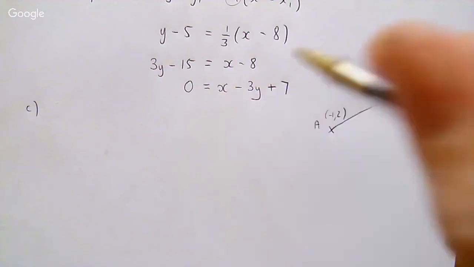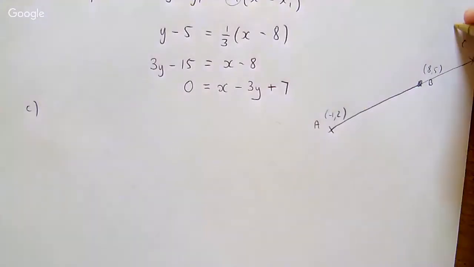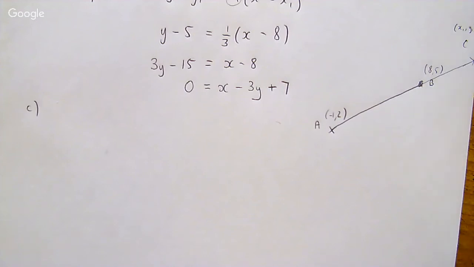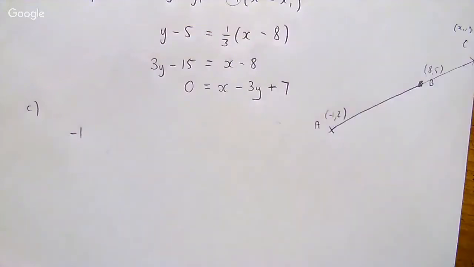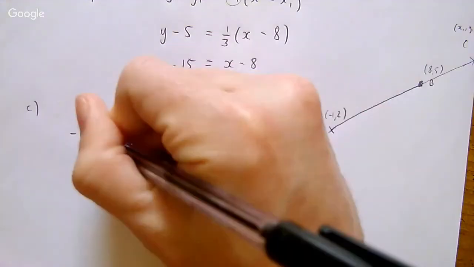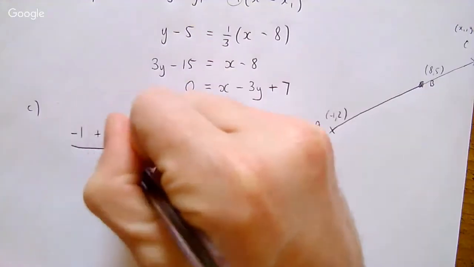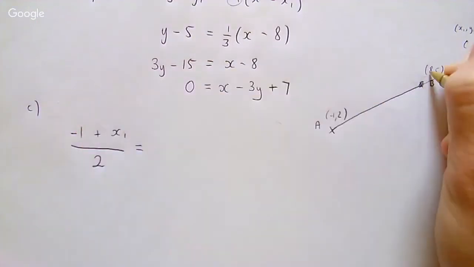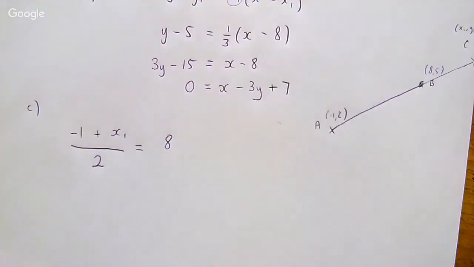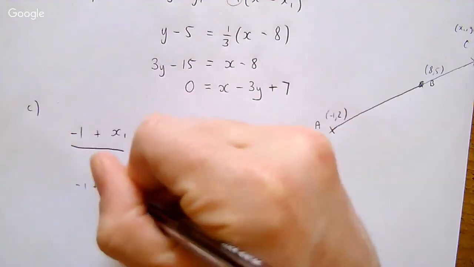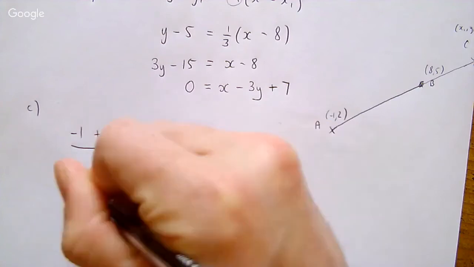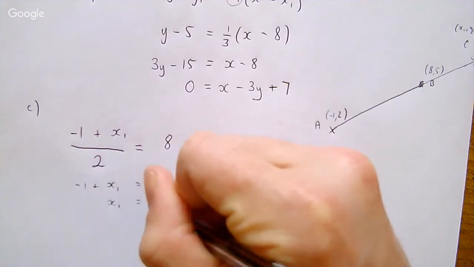So if we call C's coordinates x1 and y1, I'm going to say that for B to be the midpoint, A's x coordinate -1 plus C's x coordinate, so I'm going to call that x1, divided by 2 must be equal to B's x coordinate, which was 8. And then it'll just be a case of solving that as an equation. So taking the over 2, we get -1 plus x1 equals 16. Take the -1 over and get x1 is equal to 17.